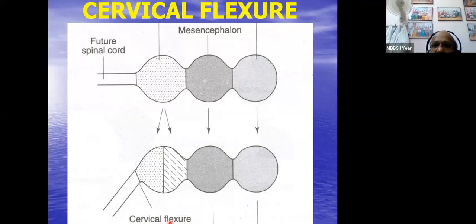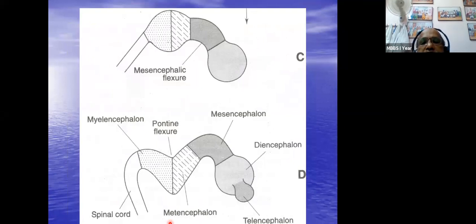Flexure, already you are familiar, isn't it? Already we studied about hepatic flexure, splenic flexure, right colic flexure and left colic flexure. Flexure means bend. So the next flexure formed is at the level of your mesencephalon. That is called mesencephalic flexure, that is at the level of midbrain.